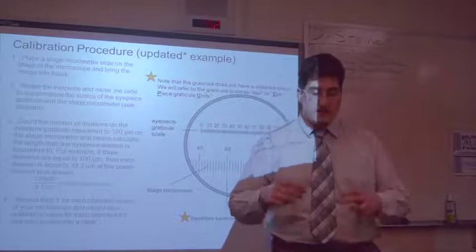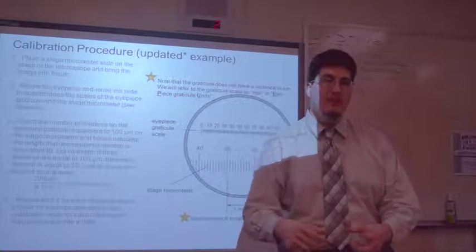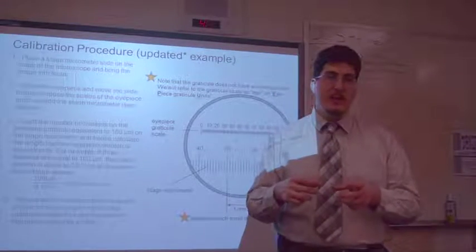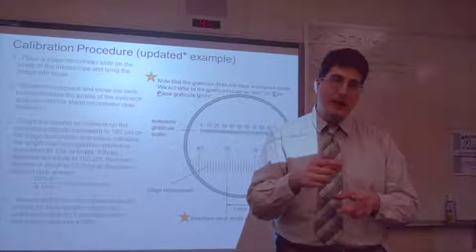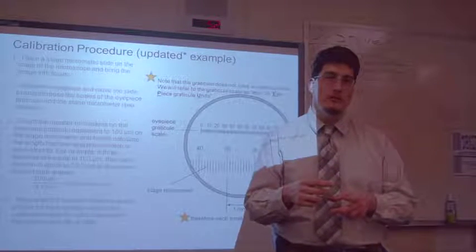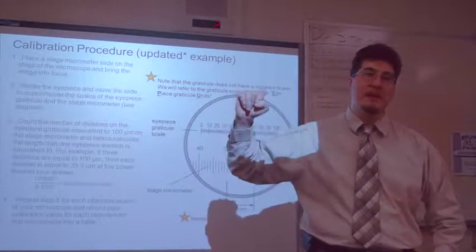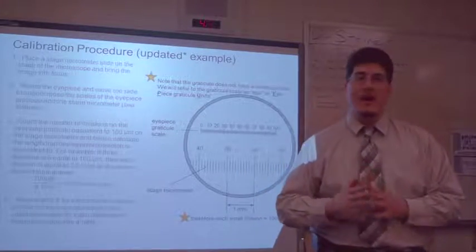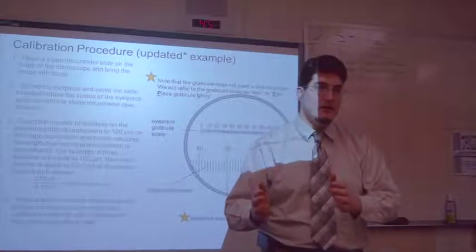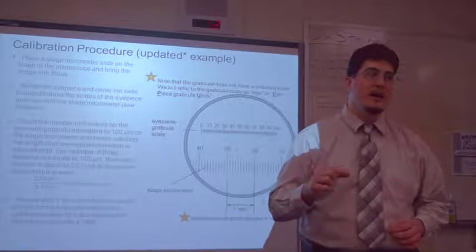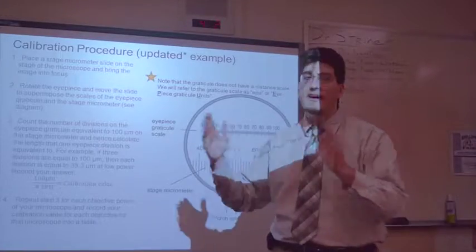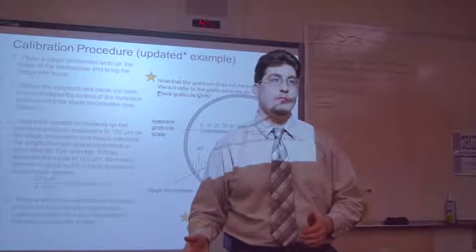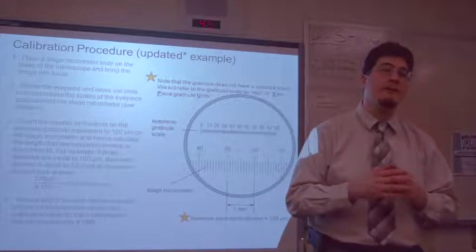By placing the stage micrometer onto my stage and measuring how many stage micrometer units the eyepiece graticule units equal to, and doing that fraction and finding the minimum fraction, I now have a conversion unit. I know that one eyepiece unit, one unit of the eyepiece graticule, is worth however many units of my stage micrometer. And my stage micrometer is worth however many micrometers. That is how you calibrate an eyepiece graticule.